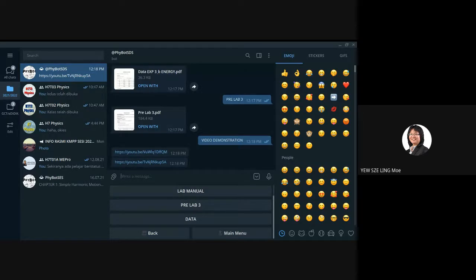So stop sharing. Let us go back to... Yeah, my computer is hanging. The old computer always hangs.